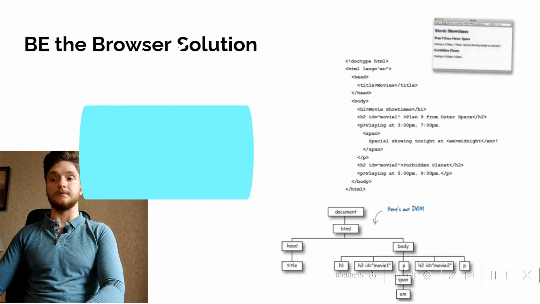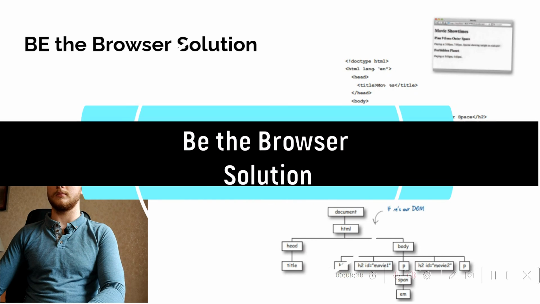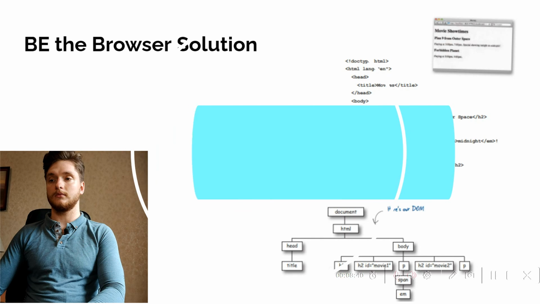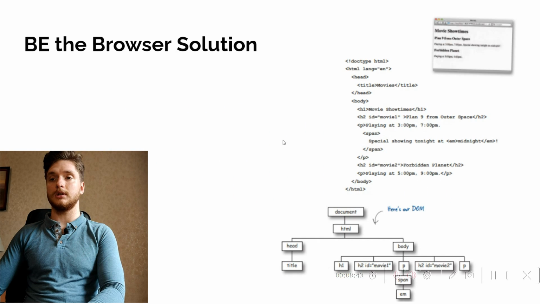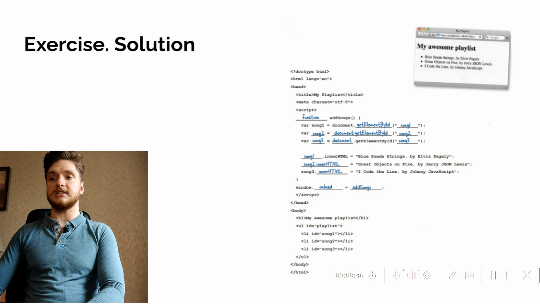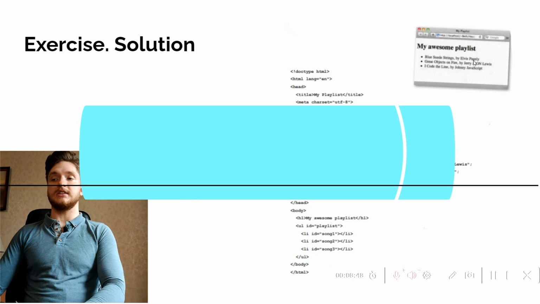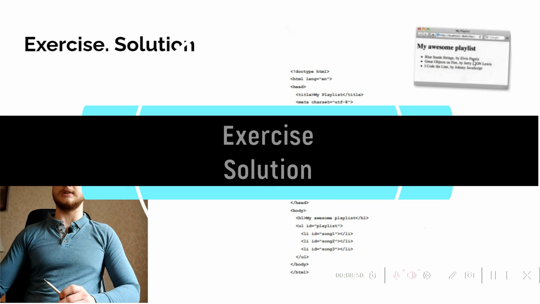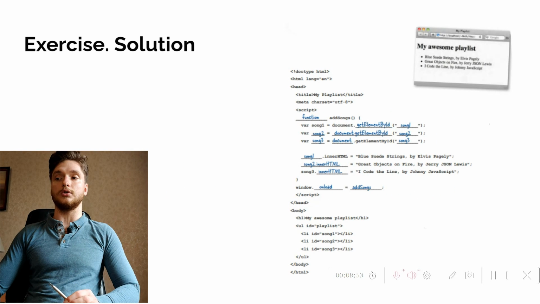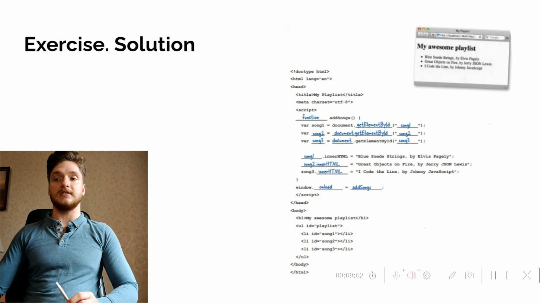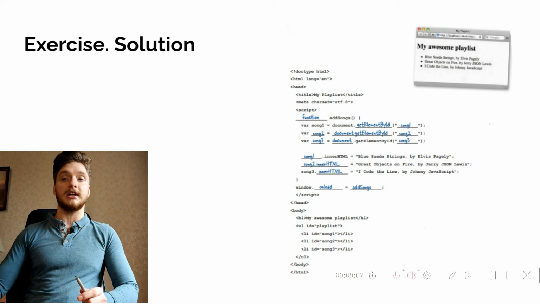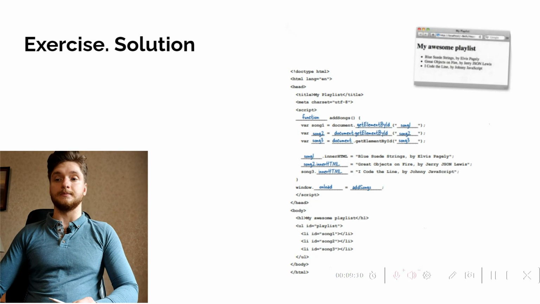Be the browser solution. Here is the DOM. Next exercise. If you get the JavaScript working, this is what the web page will look like after you load the page. Here is the code that will make the playlist work. Feel free to substitute your favorite songs. The code above sets the content of these link elements by grabbing each element from the DOM and setting the inner HTML to the song name.